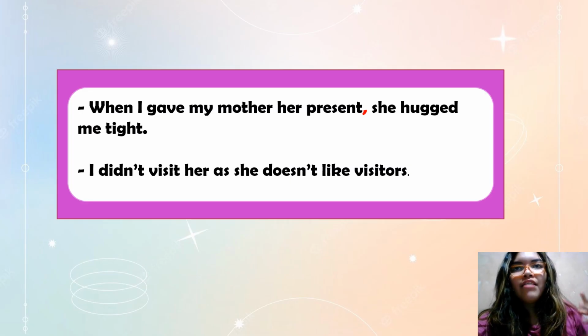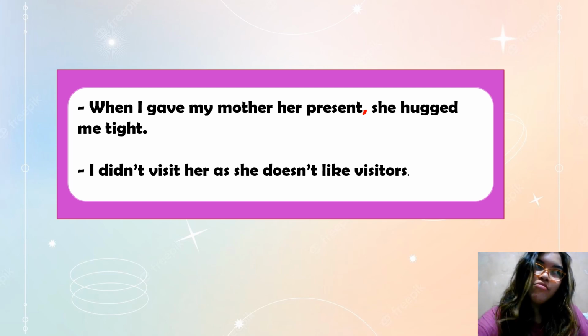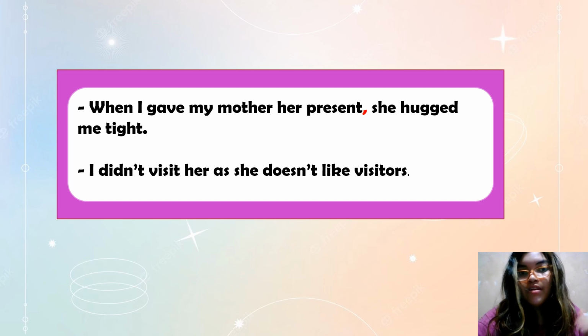Note that a comma should be used at the end of the dependent clause when it comes first. When it comes second, a comma should not be used. You can observe this difference in the two examples above. The first sentence says, "When I gave my mother her present, she hugged me tight." And the second sentence says, "I didn't visit her as she doesn't like visitors."